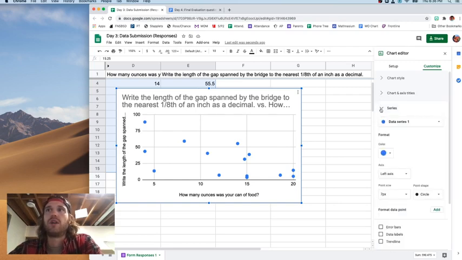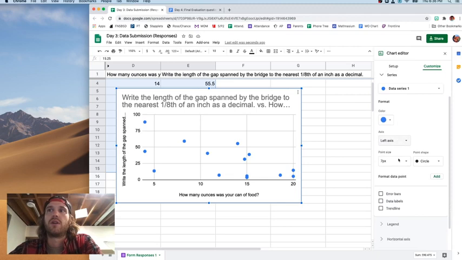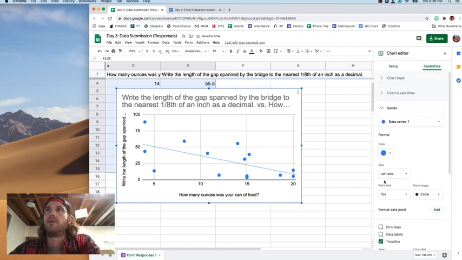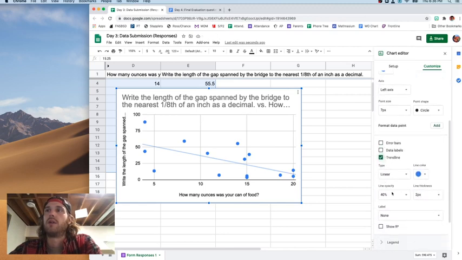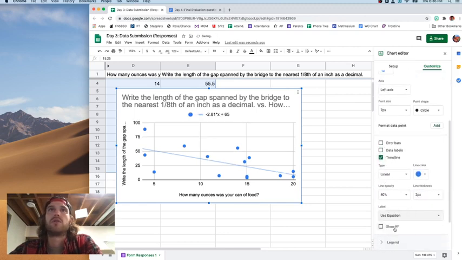And you can do this if you go to series, trend line, and then let's see, and then the label, we just use an equation. So this equation right here has a meaning, okay?